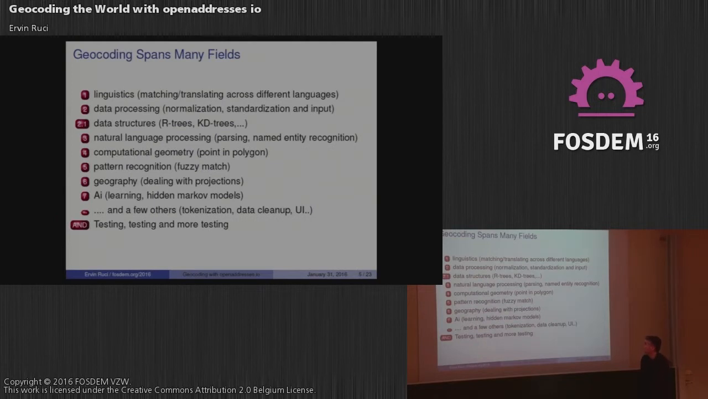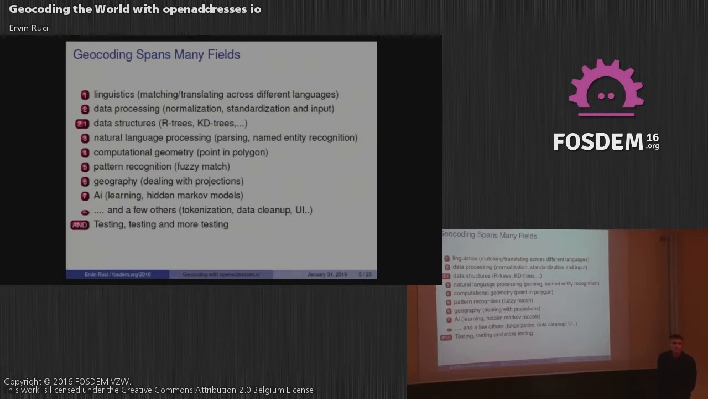Now, geocoding is a process that spans many fields. At least in my experience, I've been working with geocoding since 2004, 2005, when I was a grad student. And I worked in at least one aspect or more of these fields, like linguistics, especially when you're trying to deal with various languages. Like here in Belgium, there's French and there's Flemish, and some people write them in English, so you have to make sure that you cover them all.